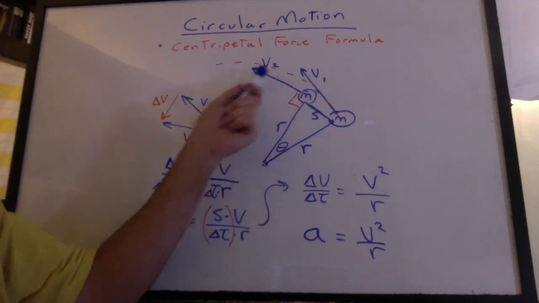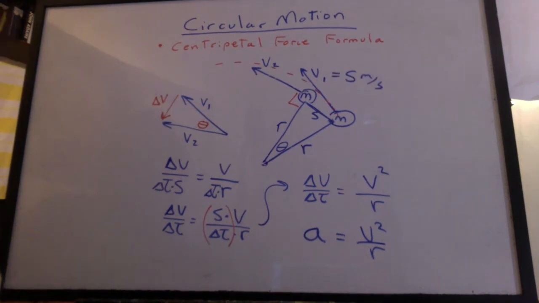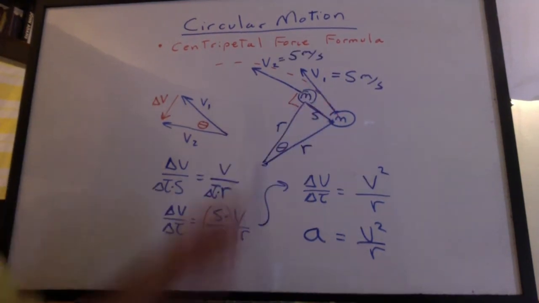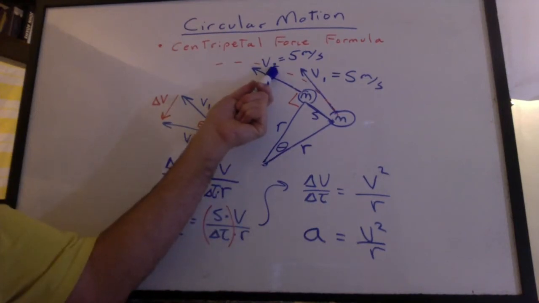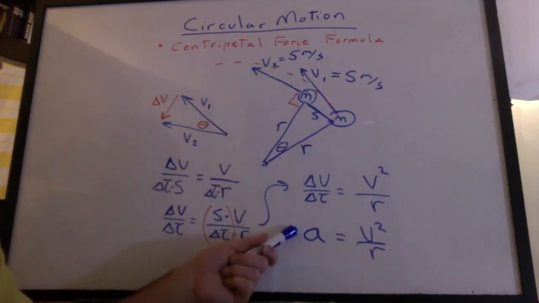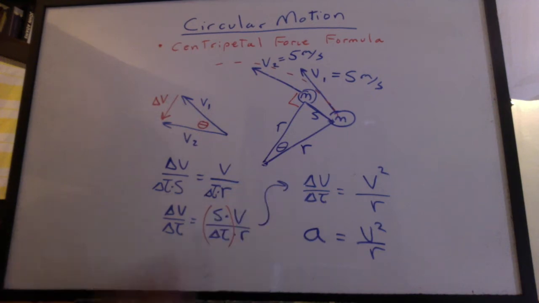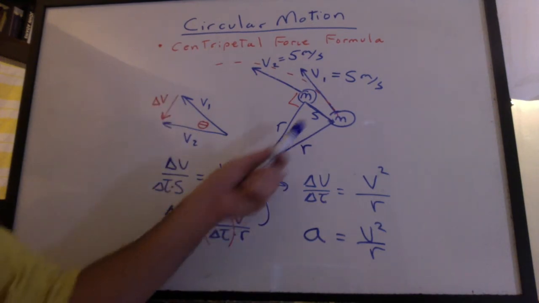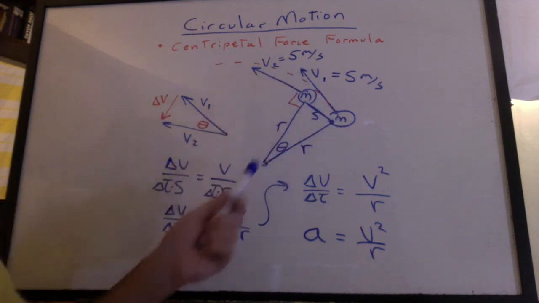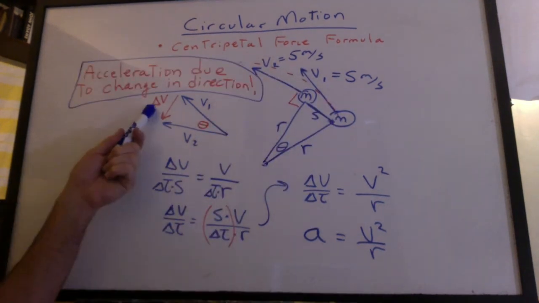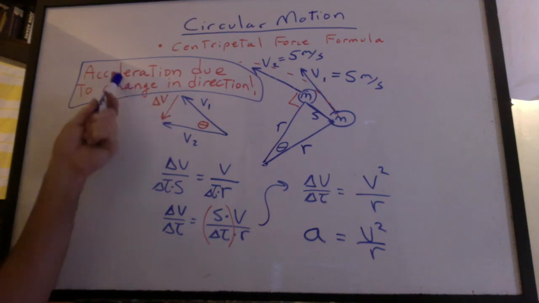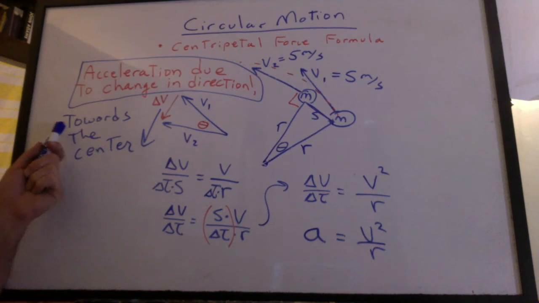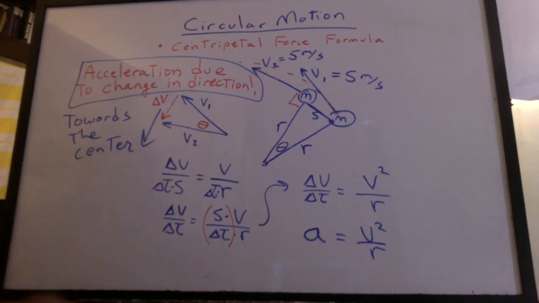But how can we have acceleration? The velocity hasn't changed speed. I mean, if the ball is going 5 meters per second here, it's going 5 meters per second here. So what's the deal with the acceleration? What's with that change in velocity? This is the change in velocity towards the center. We're not changing speed, we're changing direction. This change in velocity gives us an acceleration due to a change in direction. The change in direction is towards the center.